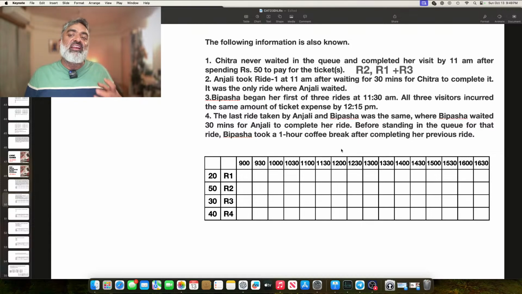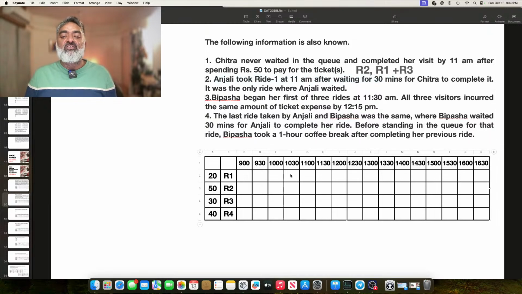Can I make any other deductions? No, I cannot. If she went for ride 2 only and her visit got over at 11 a.m., that means she must have started at 10 a.m. If she went for ride 1 and ride 3, something else will happen in the story. But for now, this is enough, right? Because some other rule will give you a very direct deduction. For example, the very next one. Anjali took ride 1 at 11 a.m. after waiting for 30 minutes.